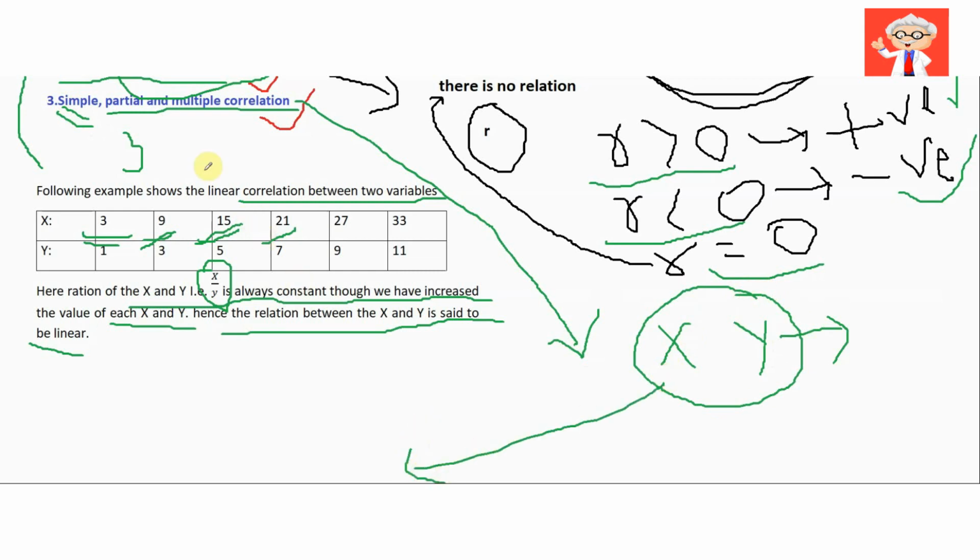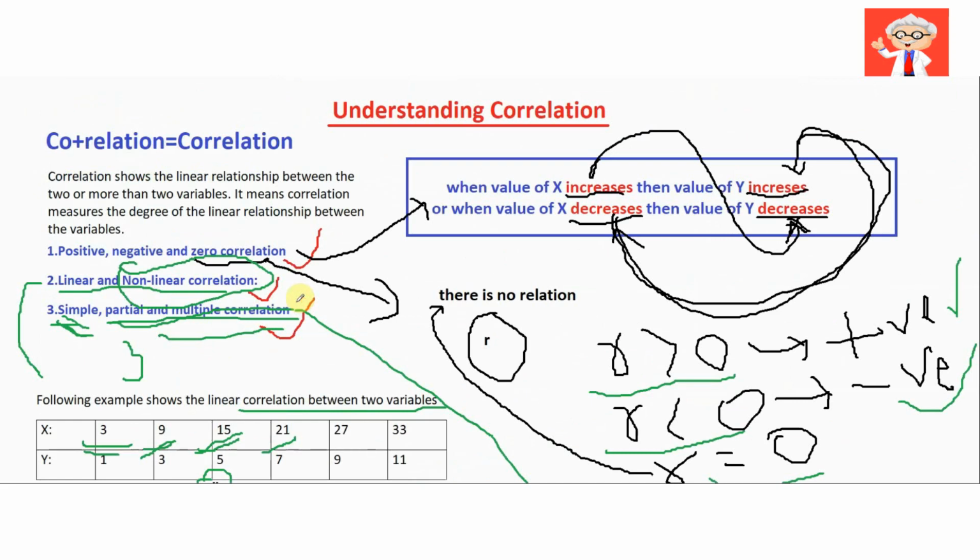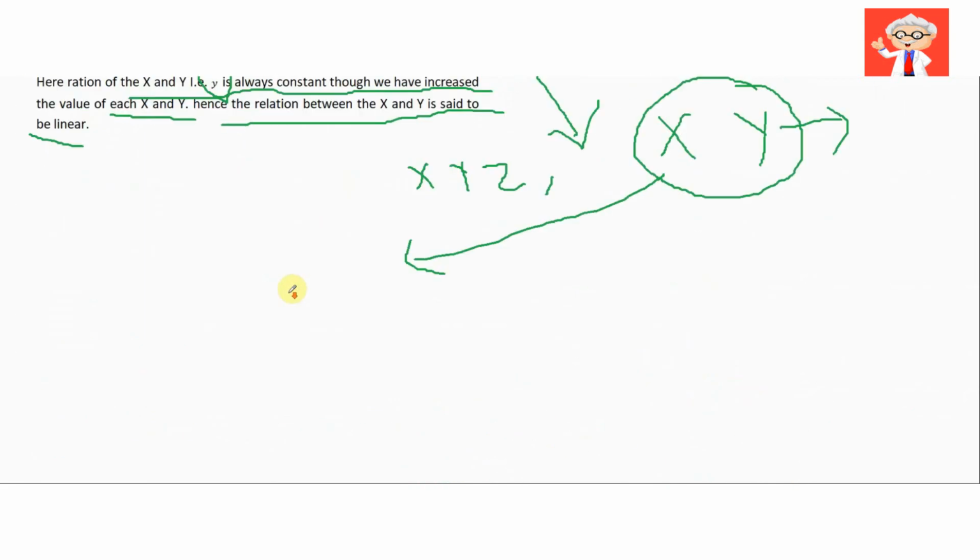But in case of multiple correlation, there are more than two variables, meaning one is x, another is y, and maybe another is z, or maybe anything else. So if there are more than two variables, then these are defined as partial or multiple correlation, and if there are only two variables, then it is defined as the simple correlation. Okay, these were the simple types of correlation in statistics.